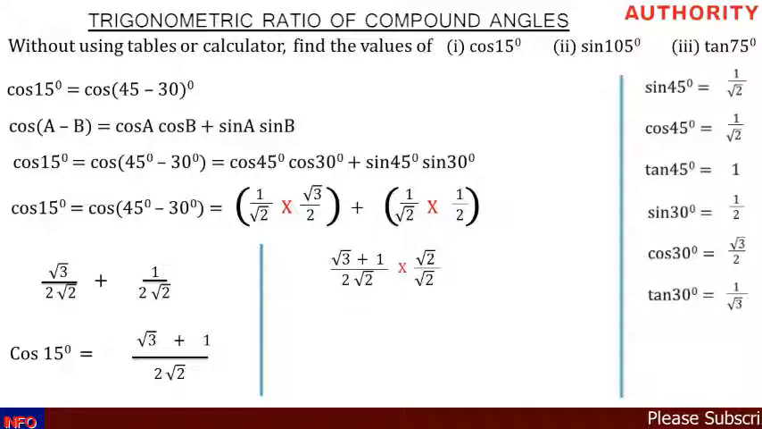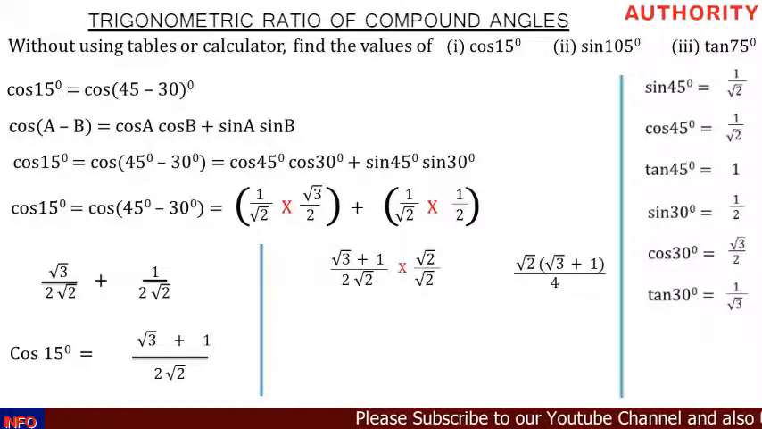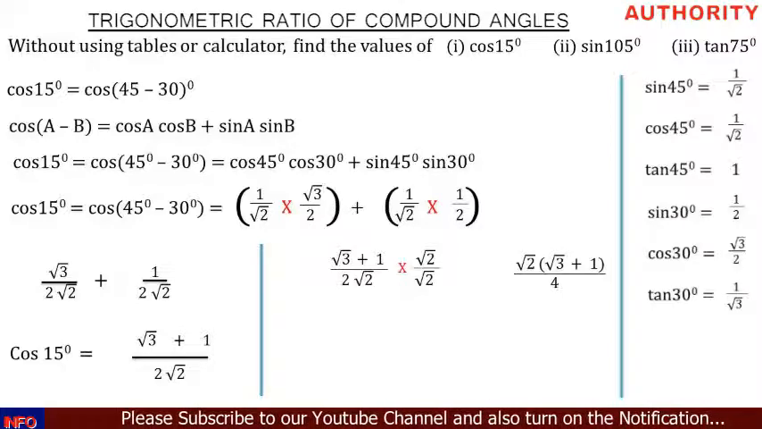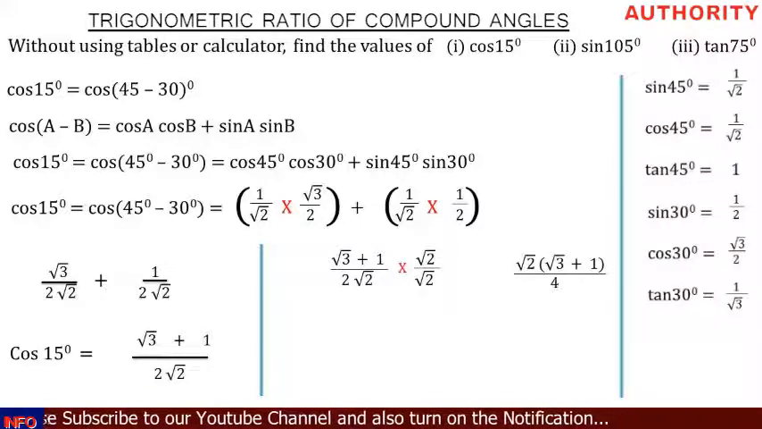In our numerator, we're simply going to have root 2, open bracket, root 3 plus 1, close the bracket, all over. When you say 2 root 2 times root 2, root 2 times root 2 is going to give you 2. So 2 times 2 is going to give you 4. Therefore, our denominator is going to give us 4.